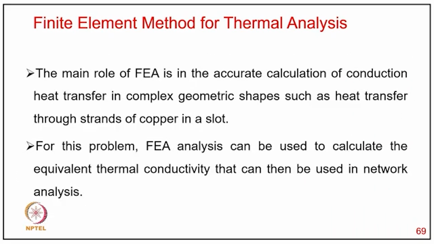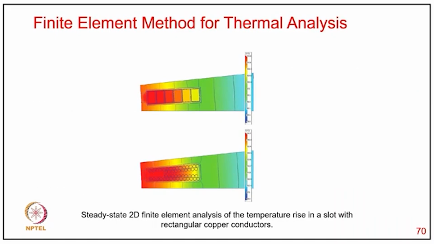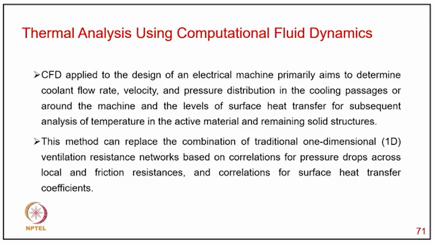However, it does suffer from the same problem previously described, with the uncertainty in the computation of thermal resistance due to interface and convection. The main role of FEA is in the accurate calculation of conduction heat transfer in complex geometry shapes, such as heat transfer through strands of copper in a slot. For this problem, FEA can be used to calculate the equivalent thermal conductivity that can then be used in network analysis. So this is the finite element method for thermal analysis. You can see a steady state FE analysis of temperature rise in a slot with rectangular copper conductors. And now thermal analysis using computational fluid dynamics.